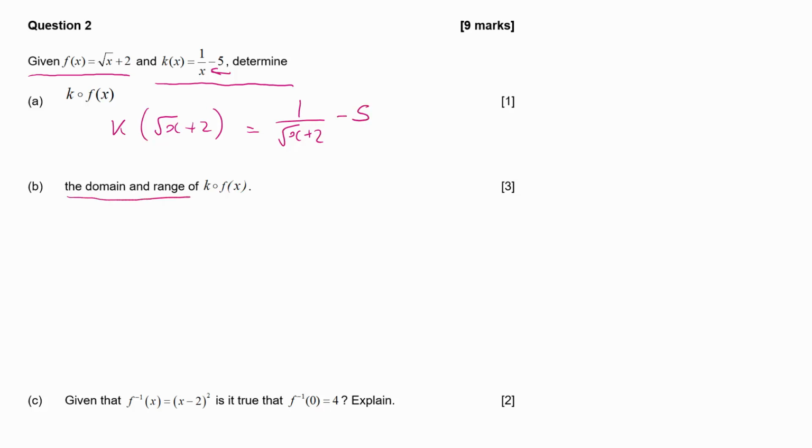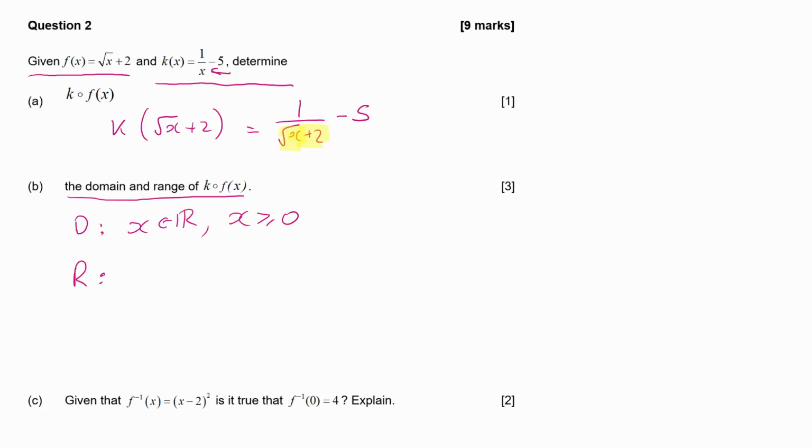We now want the domain and range of k of f, which is the function that we just found. And the domain is just going to be all reals greater than or equal to 0. We know that we need to think about the square root. We can't put any negatives in there. But if you look at the denominator, that denominator can never be 0. So we don't need to exclude any other value of x.